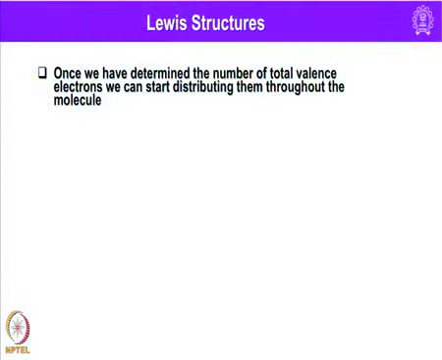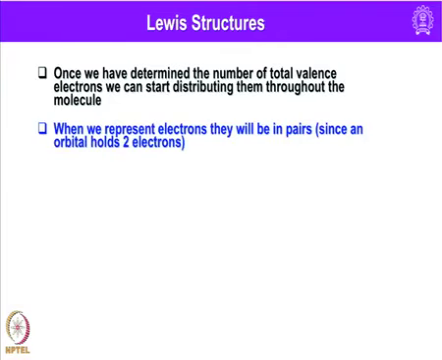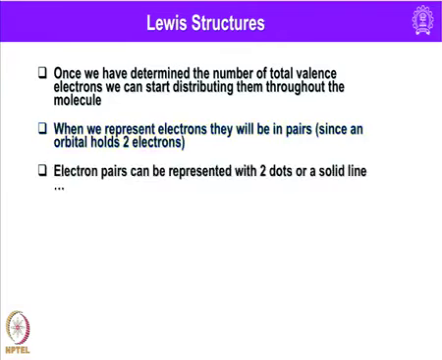What we should do is, instead of going by group number, remember the valence electronic configuration of all main group elements. For example, oxygen has s2p4 electronic configuration. So, the contribution of oxygen towards the bonding is 6, that is, s gives 2 electrons and p orbitals give 4 electrons. So, let us look into other concepts that came in the Lewis structure. Once we have determined the number of total valence electrons, we can start distributing them throughout the molecule. When we represent electrons, they will be in pairs. Electron pairs can be represented with 2 dots or a solid line.